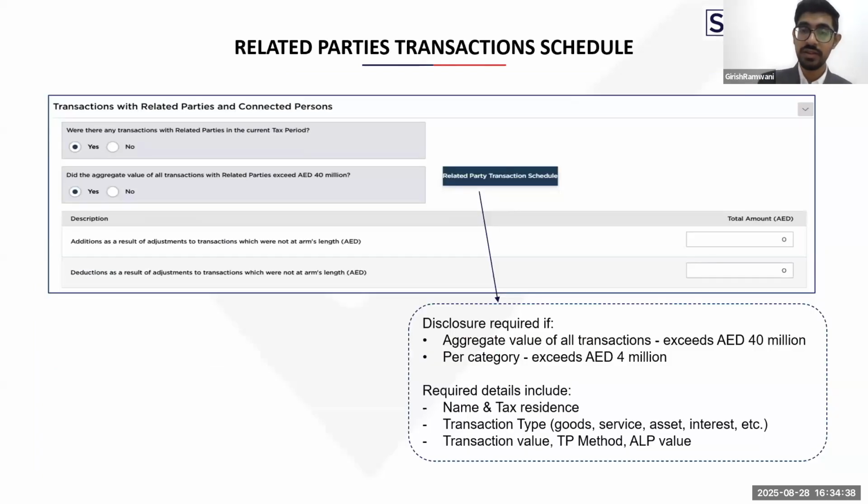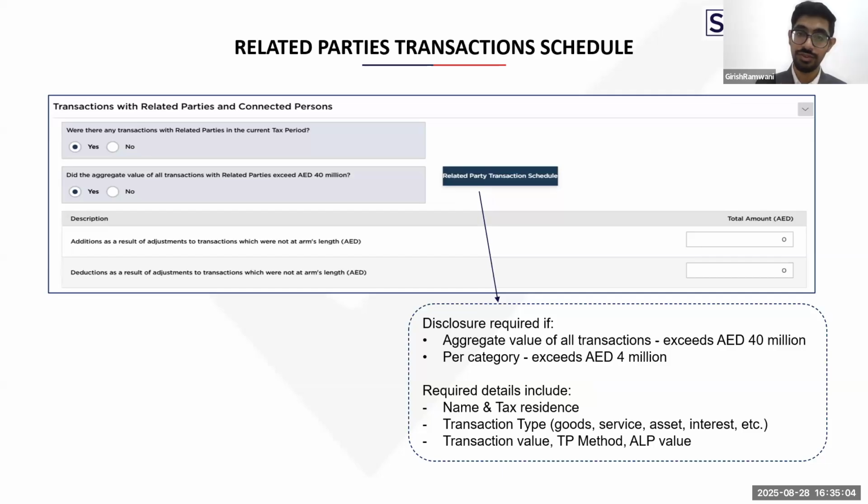Now, related party transaction schedule and connected person schedules have been covered in detail in the previous session. If the aggregate value of your related party transactions exceeds 40 million, or per category exceeds 4 million, then you need to give the details: the name, the transaction type, the value, the TP method, and everything. Again, these are only the thresholds for the disclosure. There is no disclosure requirement for your benchmarking exercise.